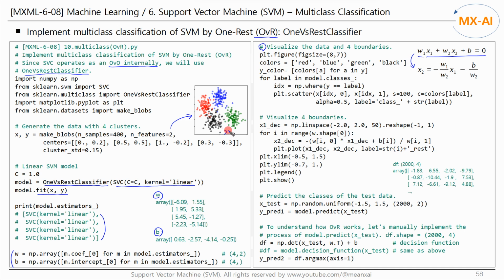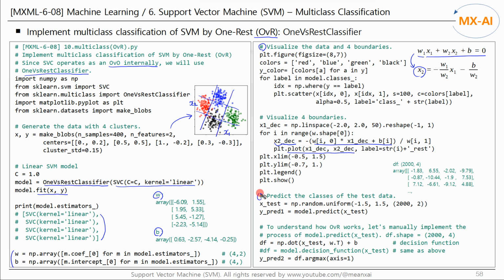In this figure, here we have the x1 axis, and here we have the x2 axis. Using W and B obtained on the left and the sequence data x1, we find x2 using this formula, and we plot this straight line. Then 4 boundaries will be drawn like this.